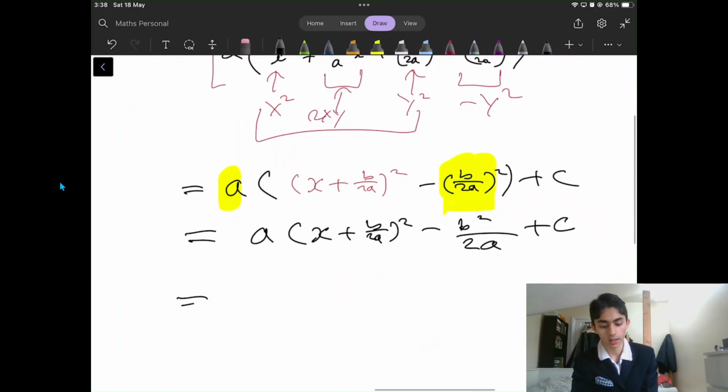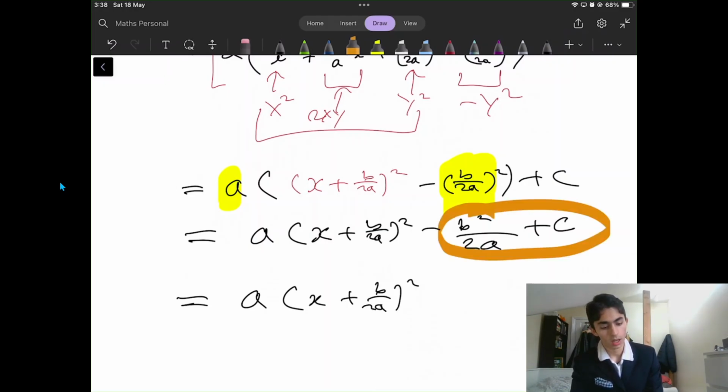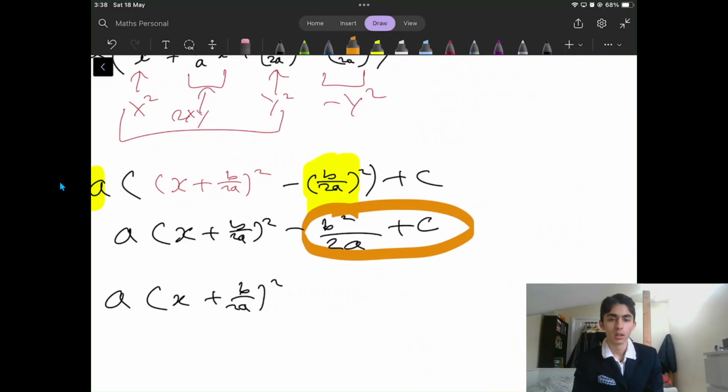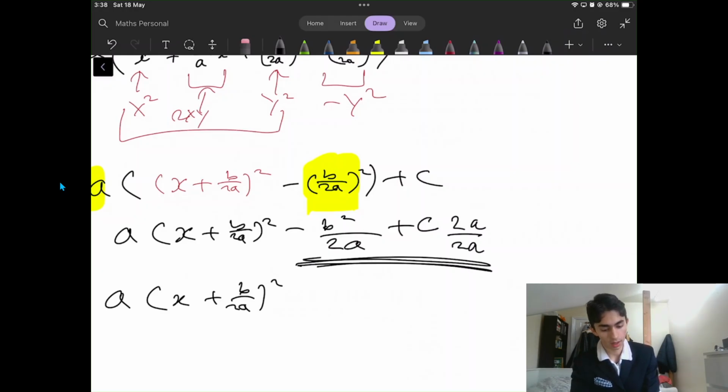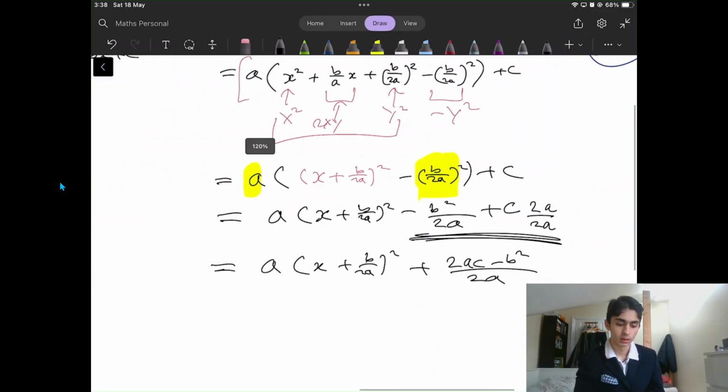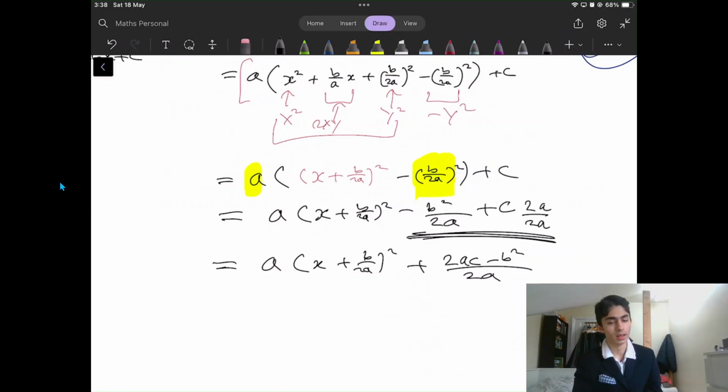Right, now to make things look nicer, you don't have to do this, but I'm just going to do it for you. I'm going to take this bit over here and multiply both of these. I'm going to multiply the c term by 2a over 2a, right, to commonize the denominator of these two terms, and then I can add them up as a fraction, right? So I can write 2ac minus b squared over 2a, okay? I'm sure I'm allowed to do that anyway, right?